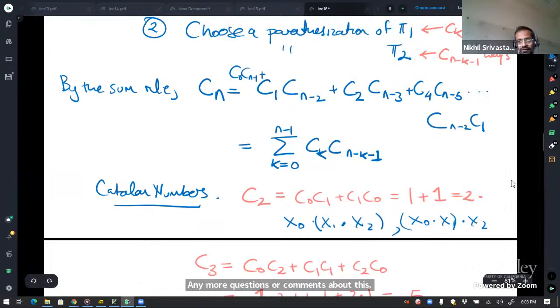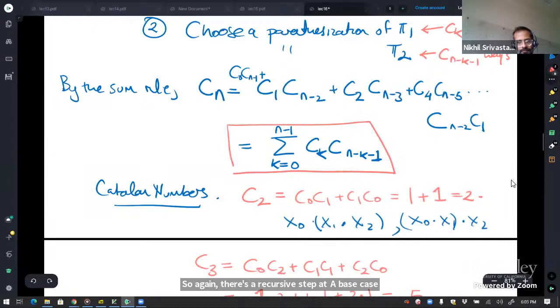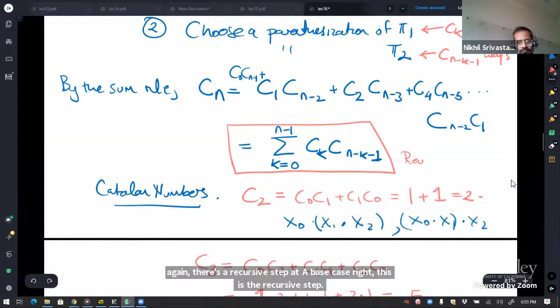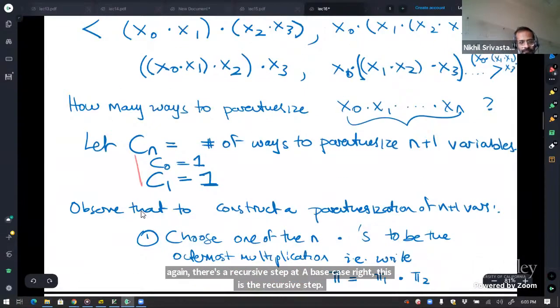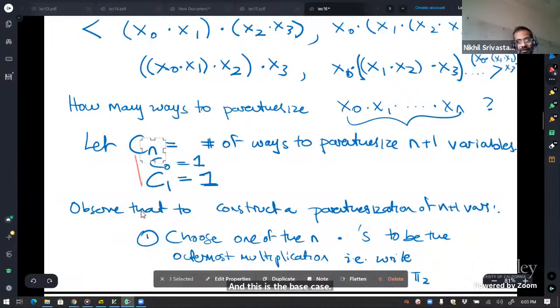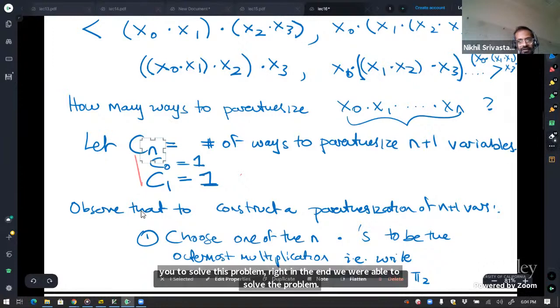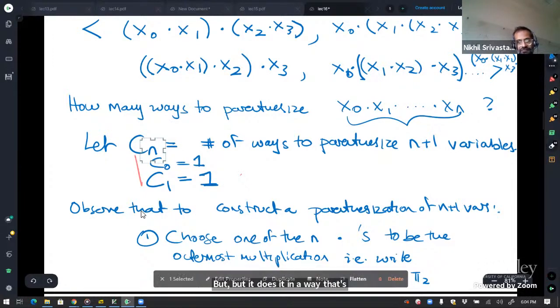So again, there's a recursive step and a base case, right? This is the recursive step. And this is the base case. So this is a method of counting which actually allows you to solve this problem, right? In the end, we were able to solve the problem, but it does it in a way that's based on induction rather than the counting rules.